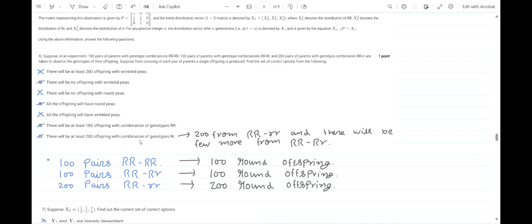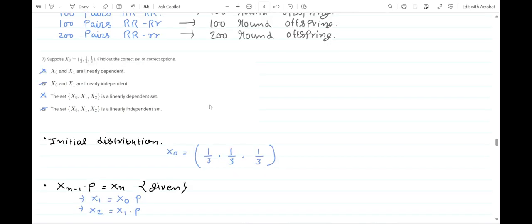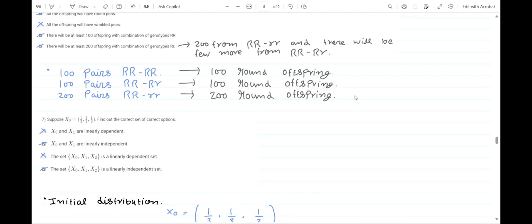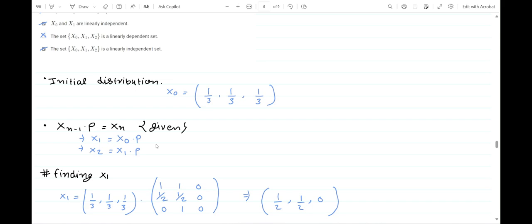Now let us look at question number 7, which says that suppose x naught equals 1/3, 1/3, 1/3, find out the correct set of options. So here in this question, first we need to find x1 and x2 also. In the comprehension, there is a statement given for x1 and x2, which says that x(n-1) times P is equal to xn. So by using this equation, we will find x1 and x2. The x naught is already given, which is 1/3, 1/3, 1/3.